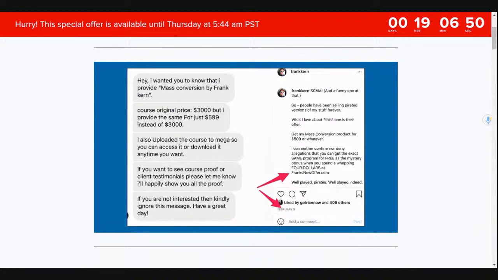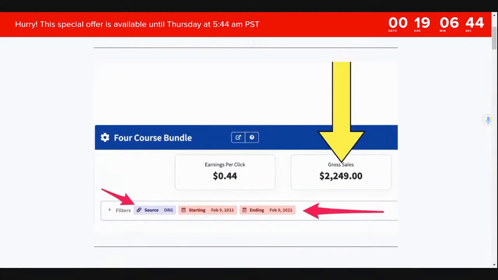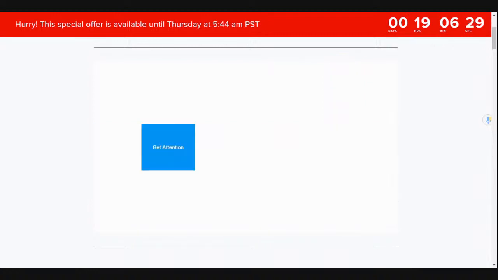Notice the date. I made this post with no ad spend. I just made this post on Instagram on February 9th. Here are the sales that post generated on February 9th: $2,249. And you see there on the left, where the arrow is, it says the source is org. That stands for organic. That means no ads. It came from that post. That's crazy.